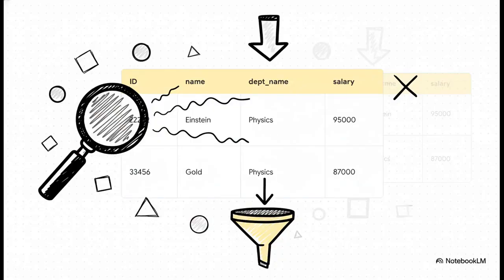So, for example, if we apply a filter for physics on our full list of instructors, boom, just like that, our list is instantly narrowed down to just the 2 instructors who work in the physics department. Everyone else, filtered out. It's our very first step in zeroing in on the answer.